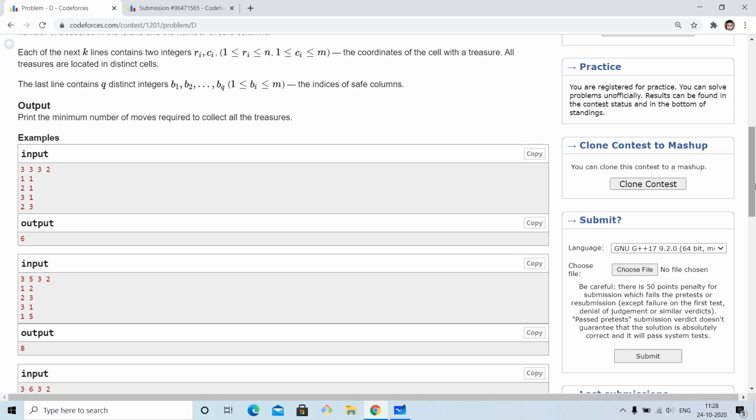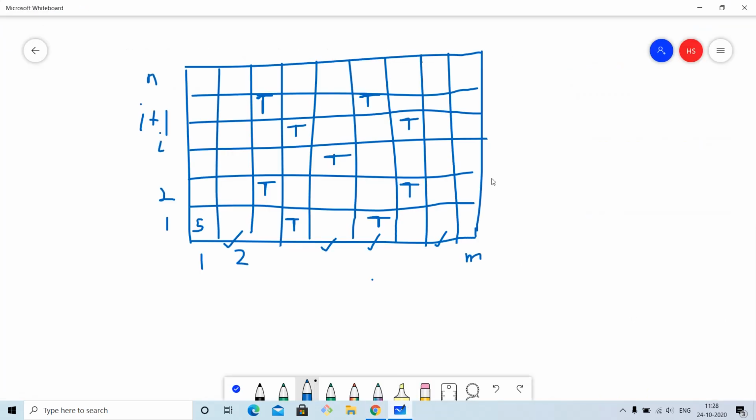So let us now try to understand this problem in a general way on the whiteboard. In general, this can be our n cross m table, where the rows are numbered from the bottom to the top, and the columns are numbered from left to right. Initially we are located at position 1 comma 1, which is the source, and the cells where T is written denote the positions where there is a treasure.